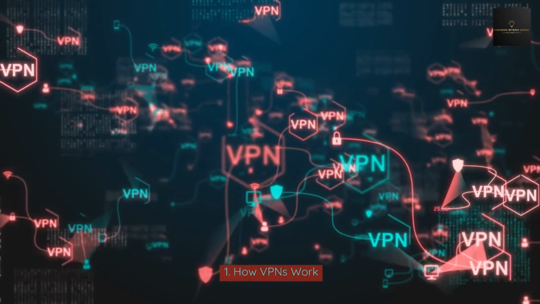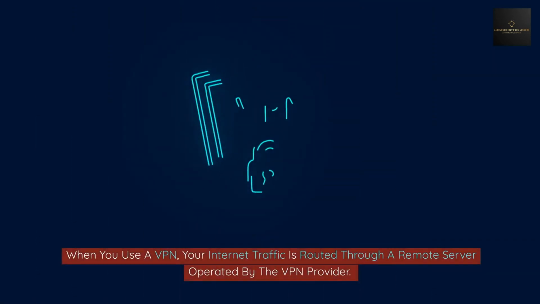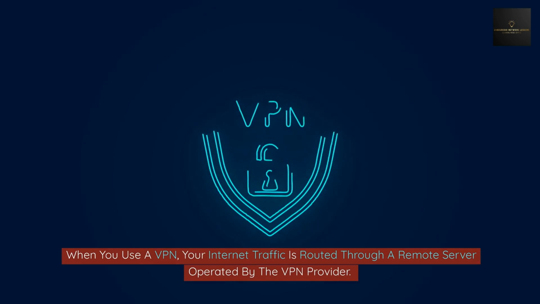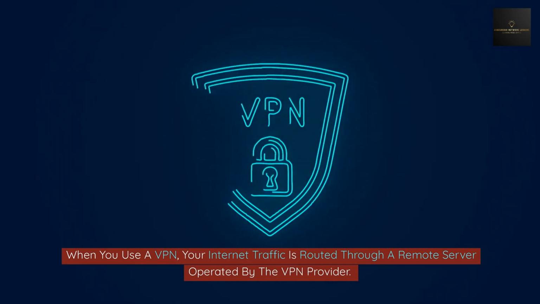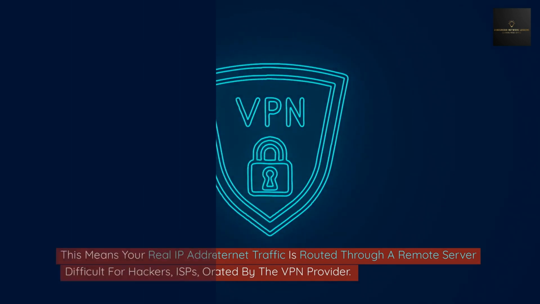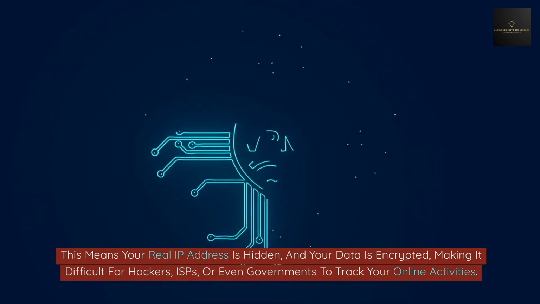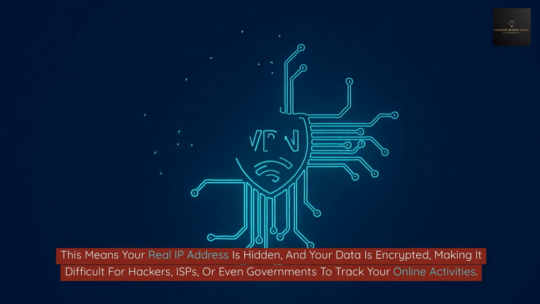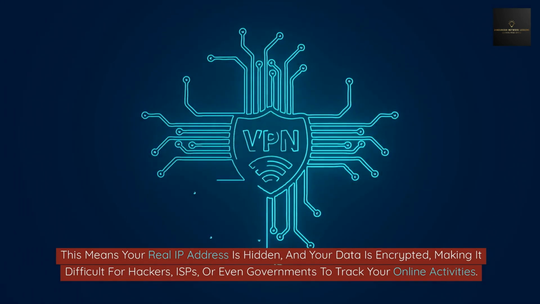1. How VPNs work. When you use a VPN, your internet traffic is routed through a remote server operated by the VPN provider. This means your real IP address is hidden, and your data is encrypted, making it difficult for hackers, ISPs, or even governments to track your online activities.